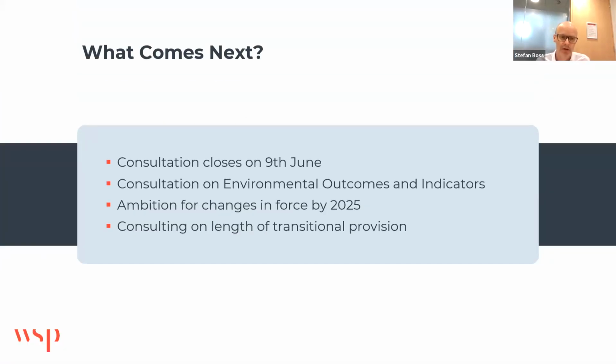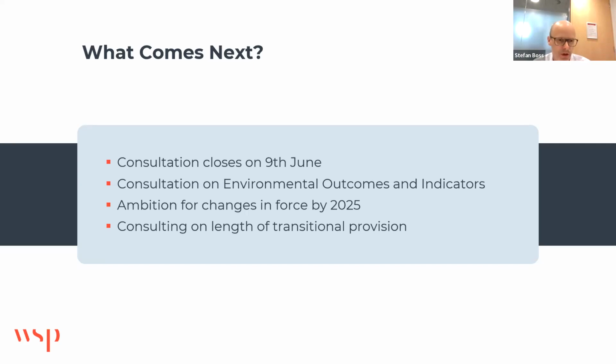So what comes next? Consultation closes on the 9th of June, and lots of us will be responding. There is then going to be further consultation on the environmental outcomes and the indicators themselves. This isn't set out in the consultation, but we understand the ambition is that these changes will come into force in 2025. And I suppose that does have a question mark associated with it, given that this is going to need both primary and then secondary legislation, and we've got an election that has to come next year.